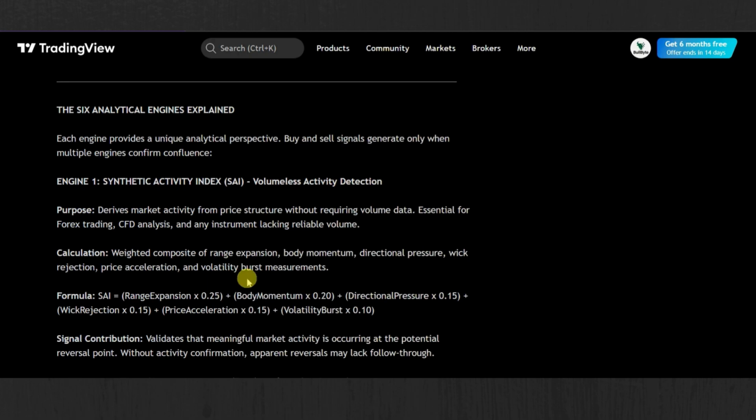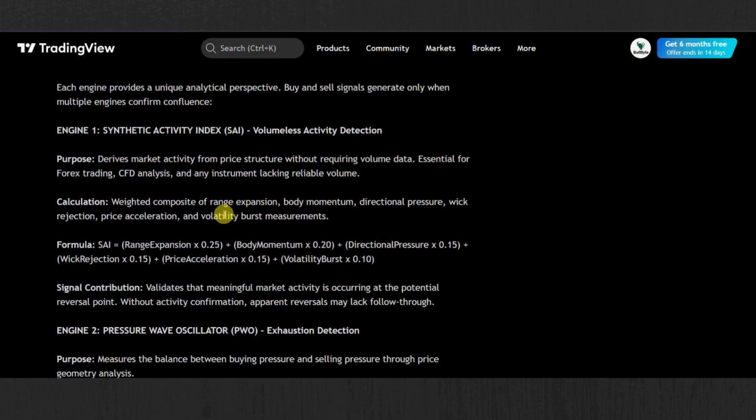How does it do that? Through 6 specialized engines working together. Let me walk you through each one. Engine 1 is the Synthetic Activity Index. This one reads market activity purely from price structure. No volume needed at all. That's what makes this indicator work on Forex, CFDs, and everything else.